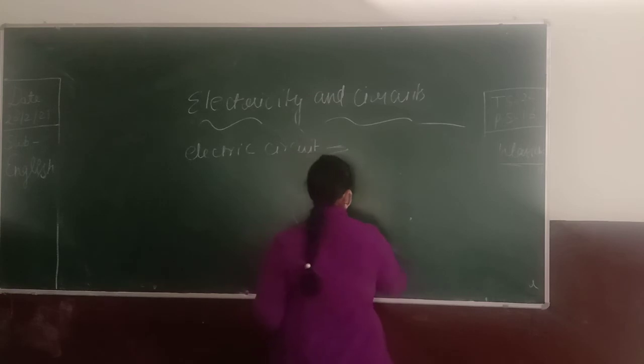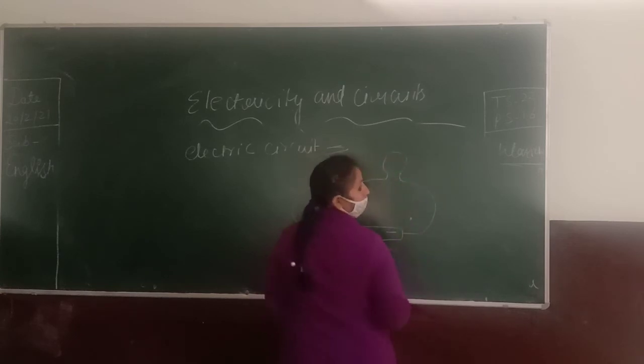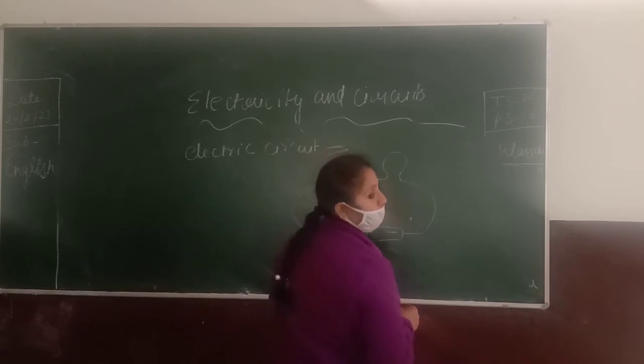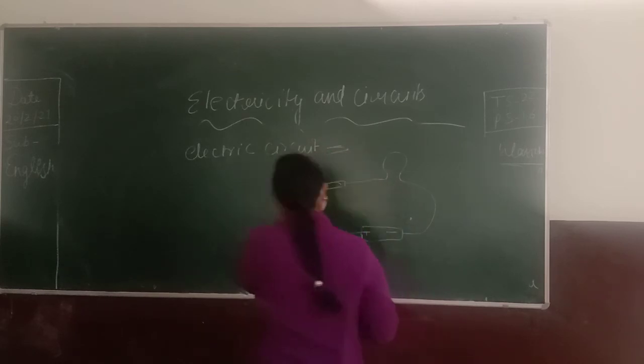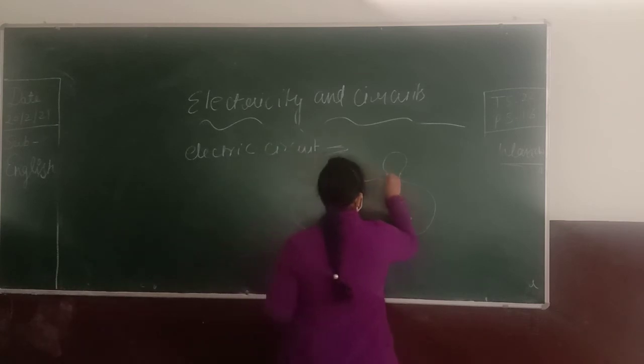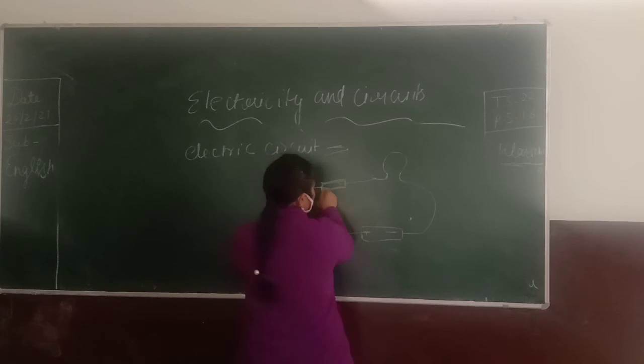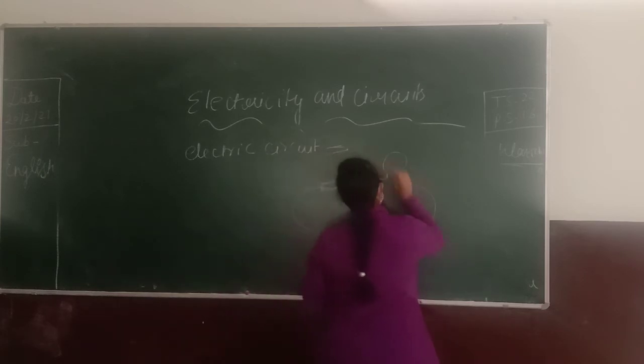For example, this is a battery, positive, negative, and this is the key. Key means your switch. स्विच क्या? स्विच जिससे torch, yes. अभी उस पे भी आते हैं, उस topic पे भी आते हैं. Okay. So this is a switch, this is a battery, and this is a bulb.